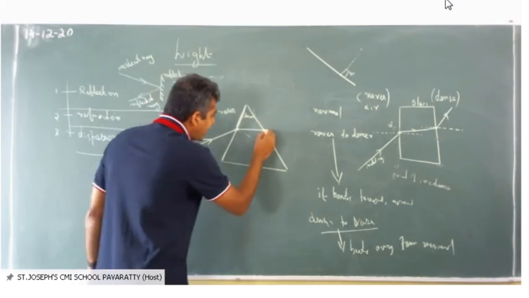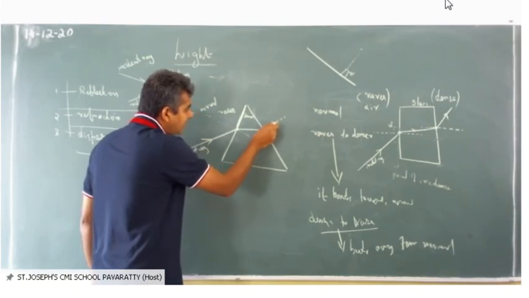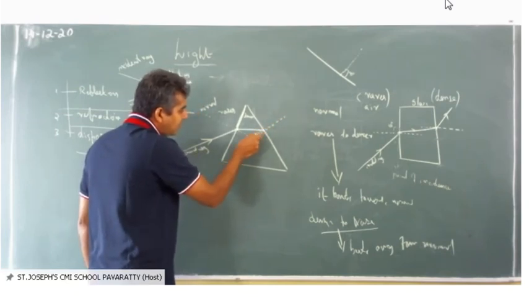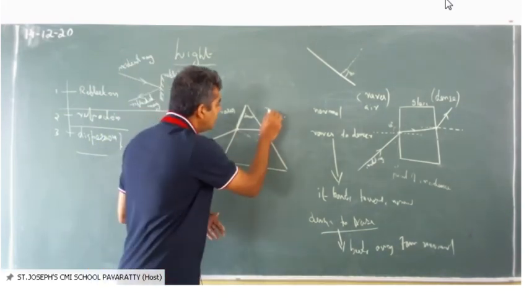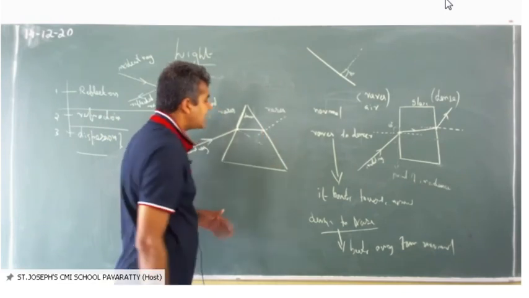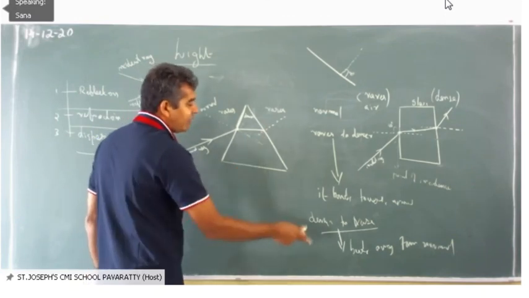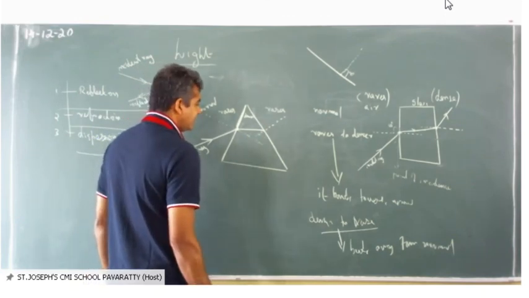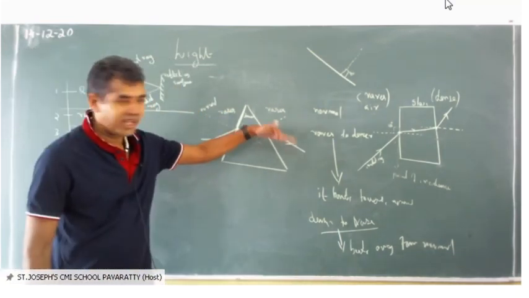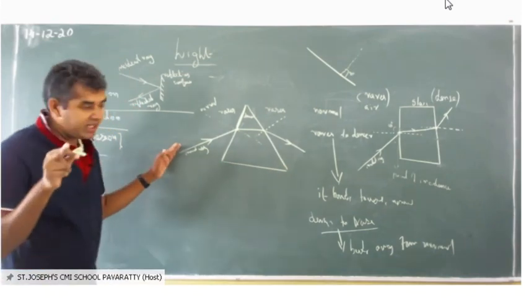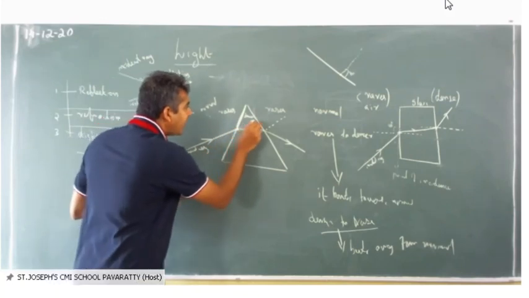Again, it falls here. We can draw a normal. Now, denser to rarer. What do you think? Close or away? Away. It moves away. So you see, actually, if there is no prism, the light has to go this way.